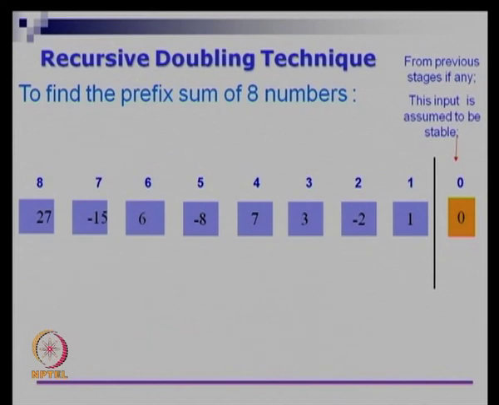It is called prefix because the final value that should be at a of i is the sum of everything from a of 0 to a of i. That is why it is called the prefix sum.